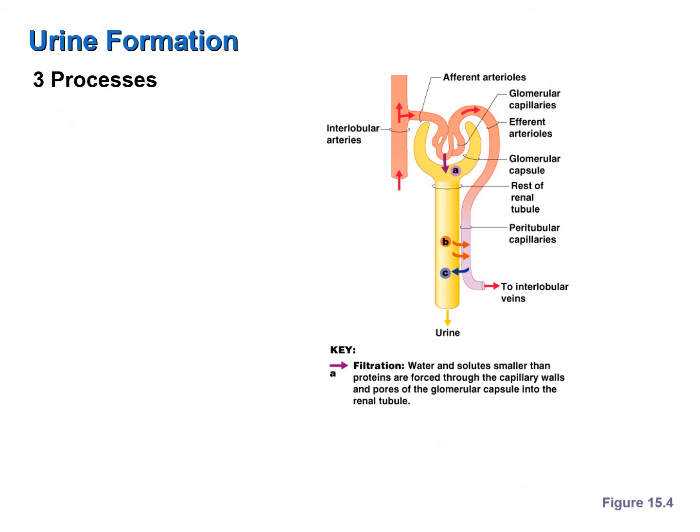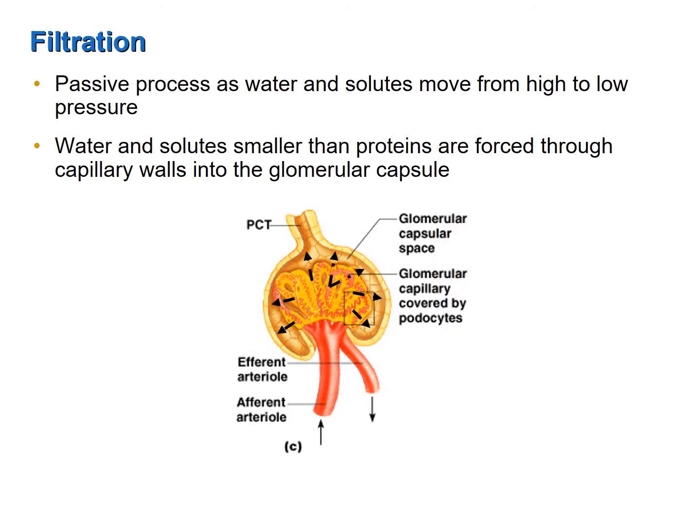First, let's consider the process of filtration, which occurs in the renal corpuscle of the nephron. Filtration is a passive process as water and solutes move from high pressure in the glomerular capillaries to the lower pressure found in the glomerular capsule. So water and solutes smaller than proteins are forced through the capillary walls and into the glomerular capsule.